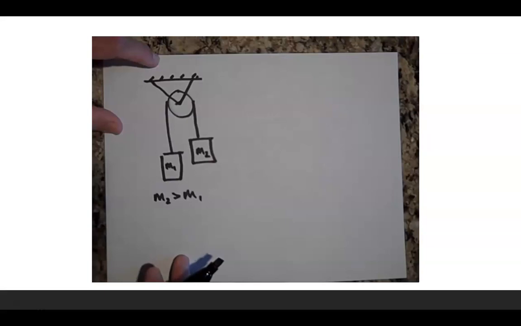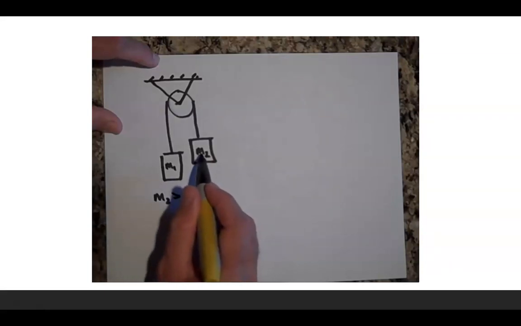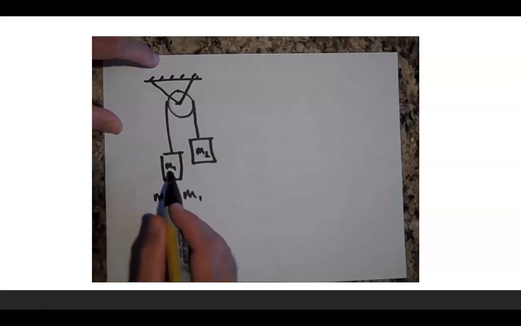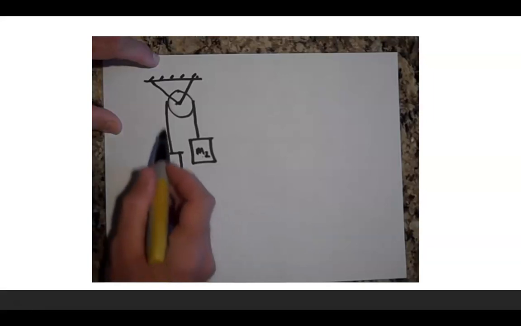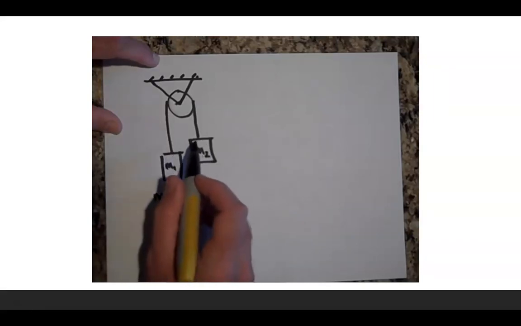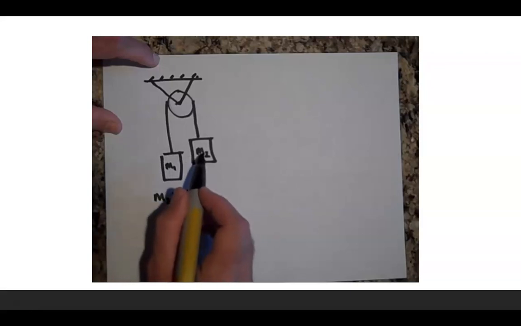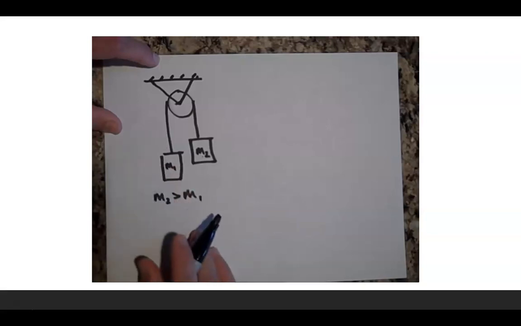Okay, well, the magnitude of the acceleration of M2 is the same for this one and this one. They both have the same magnitude of acceleration, even though this one goes up and this one comes down. That's because they're attached by a string. So if this is going 2 meters per second squared down, that's got to be going 2 meters per second squared up.